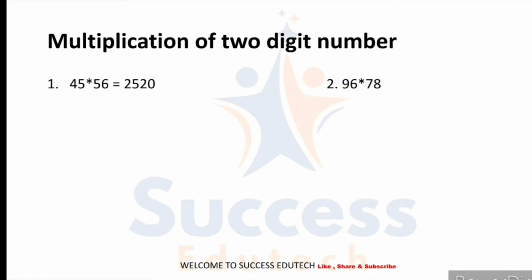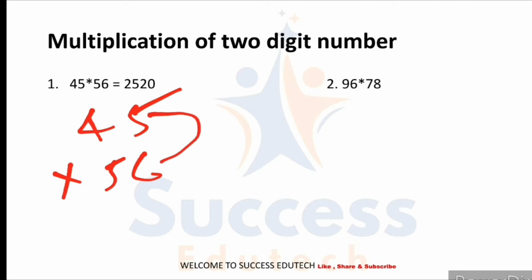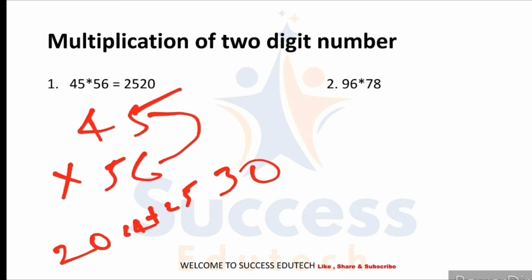Here one problem is given: 45 multiplied by 56. How is it calculated in an easy way? Now write 45 and 56 for multiplication. Write the same as it is. 5 6s are 30 here, 5 4s are 20 here, and then 5 5s are 25 plus 6 4s are 24. I am writing this, 49.